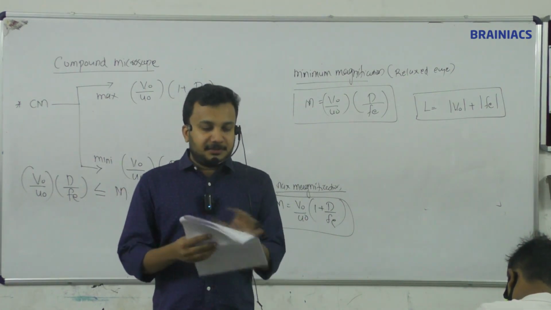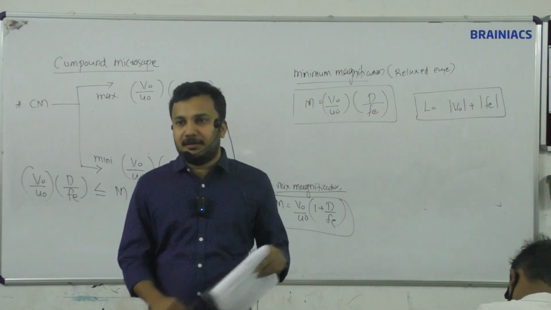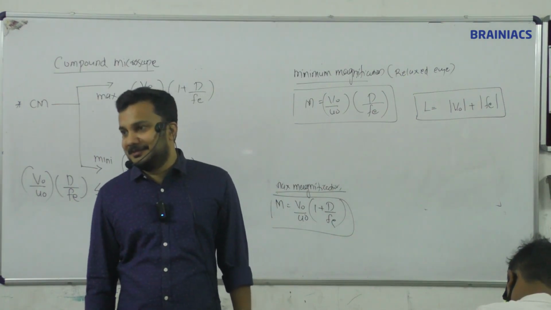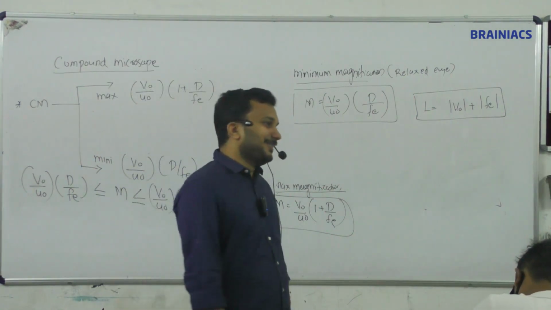You can tell me the answer. I can give you 4 options: 100, 200, 300, 400. 200.